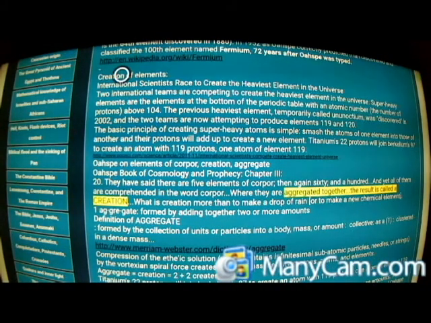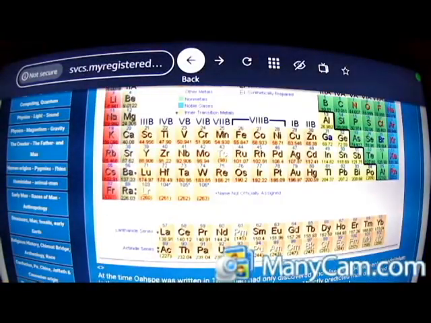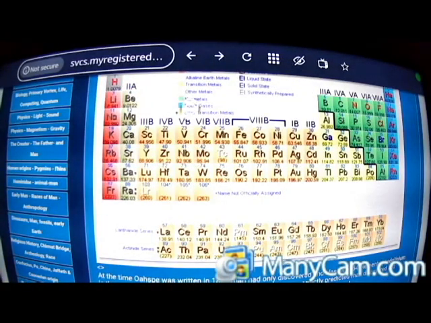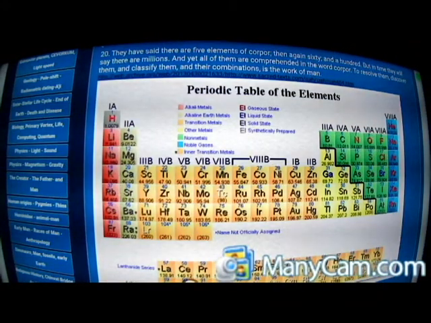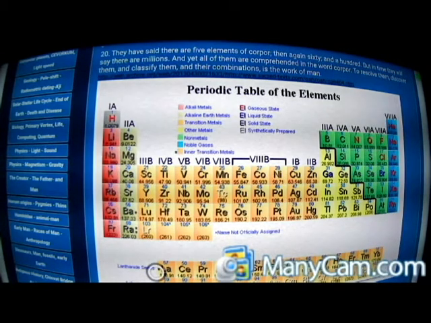Creation of elements. International scientists race to create the heaviest element in the universe. Two international teams are competing to create the heaviest element in the universe. Super heavy elements are the elements at the bottom of the periodic table with an atomic number, the number of protons, above 104. So if we look at the periodic table of elements there at the bottom, we see the heaviest elements.